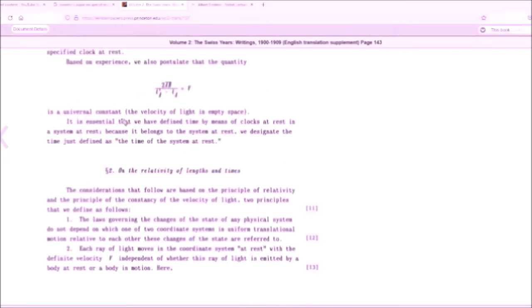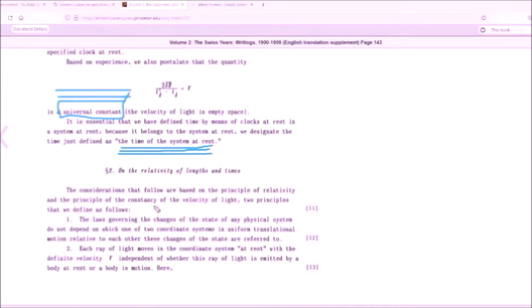That is a universal constant, the velocity of light in empty space. But now here you created a universal constant to define absolute or relative time. A universal constant is not explicable. You try to use something that's inexplicable to define something else that's inexplicable. It is essential that we have defined the time by means of clocks at rest. So we don't know if it's constant or not based on the first order measurement. Anyway, on the relativity of length and times.